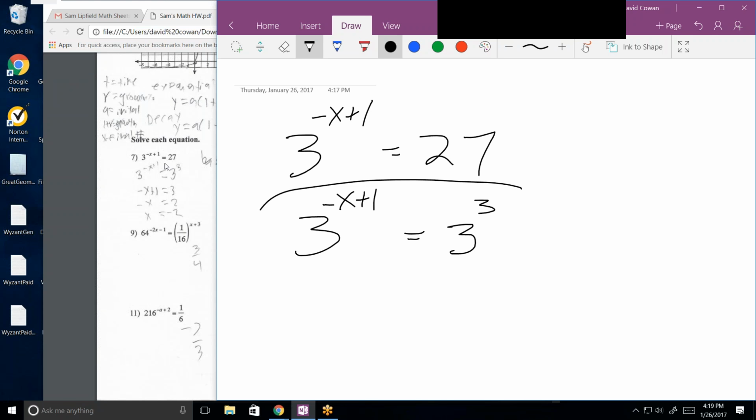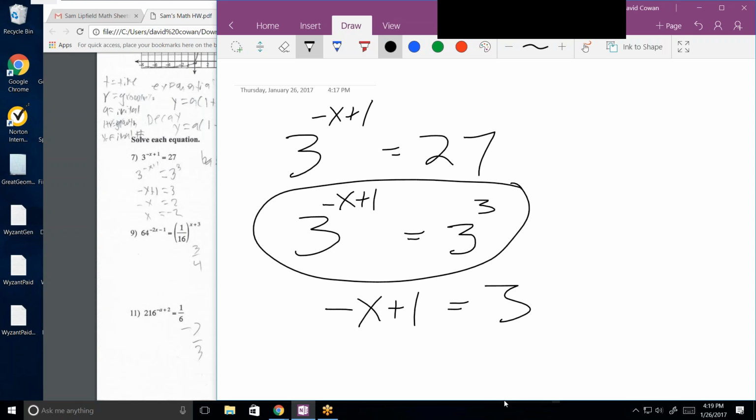Now, notice how I can solve that problem. If I've got 3 to some exponent equals 3 to a different exponent, I can equate the exponents. Negative x plus 1 equals 3. Now you get the answer. X equals minus 2.